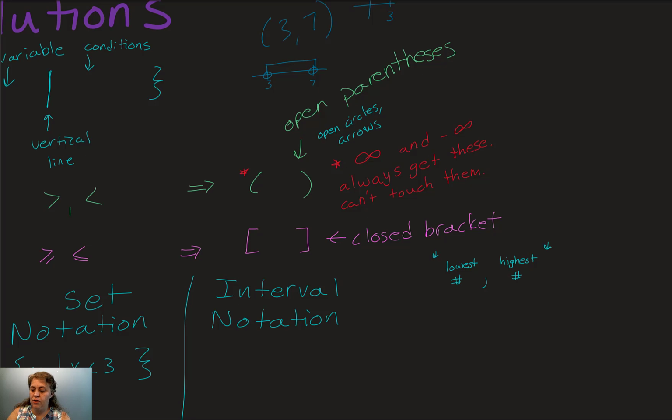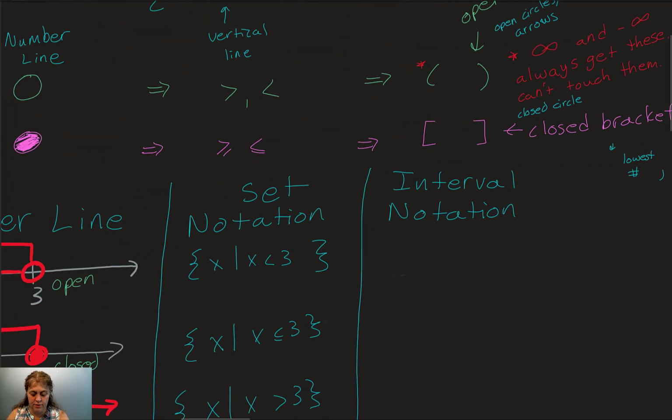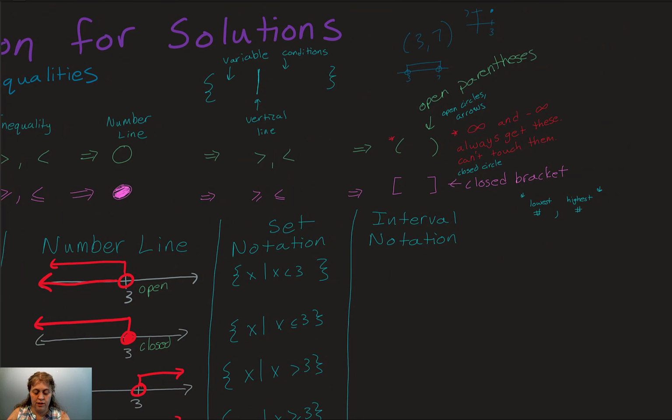And if you have a closed circle, then you get brackets. Okay, so let's look at our examples here. We've got a number line, and my smallest number, I don't have one, I have an arrow. So that would be negative infinity. My biggest number is 3. I can never get to infinity, and I have an open circle at 3, so that's going to get a parenthesis as well.